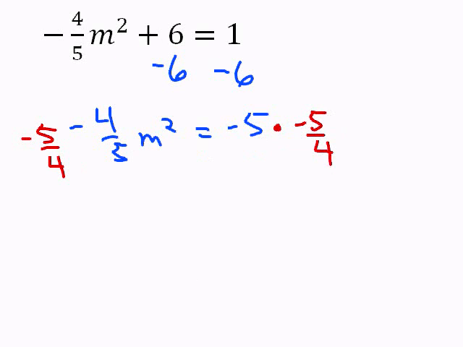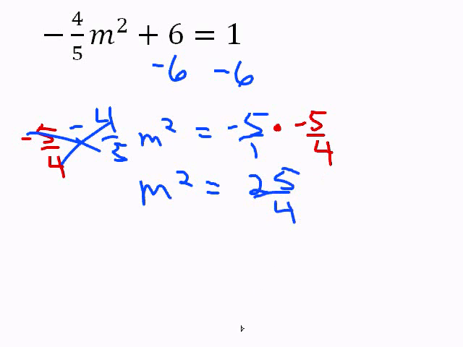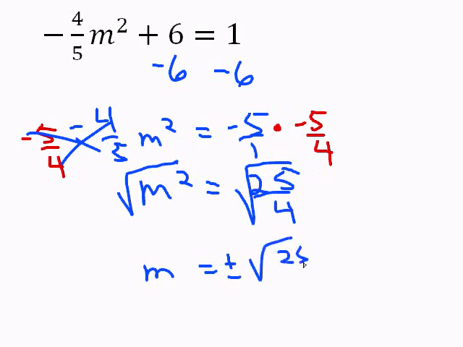So the reciprocal will cancel out with each other, giving you m squared is equal to negative 5 over 1, gives us positive 25 over 4. We can then get rid of the m squared by taking the square root of both sides, giving us m is equal to plus or minus square root of 25 over 4.